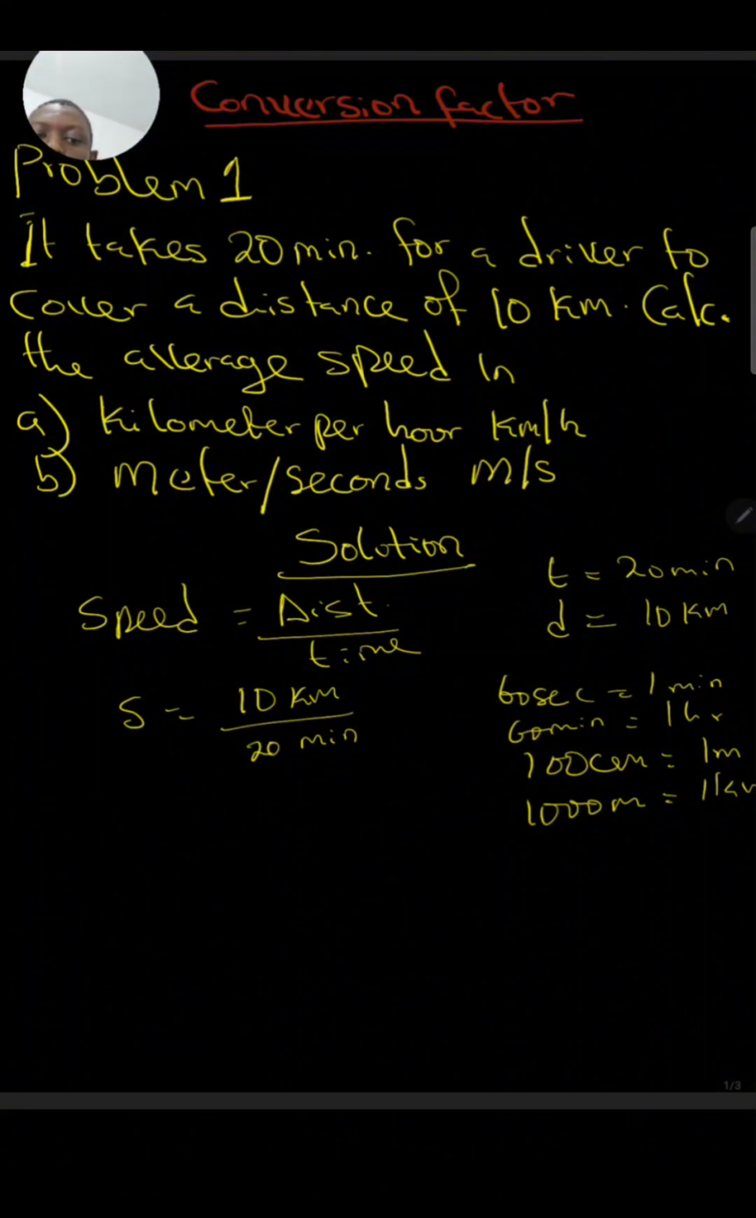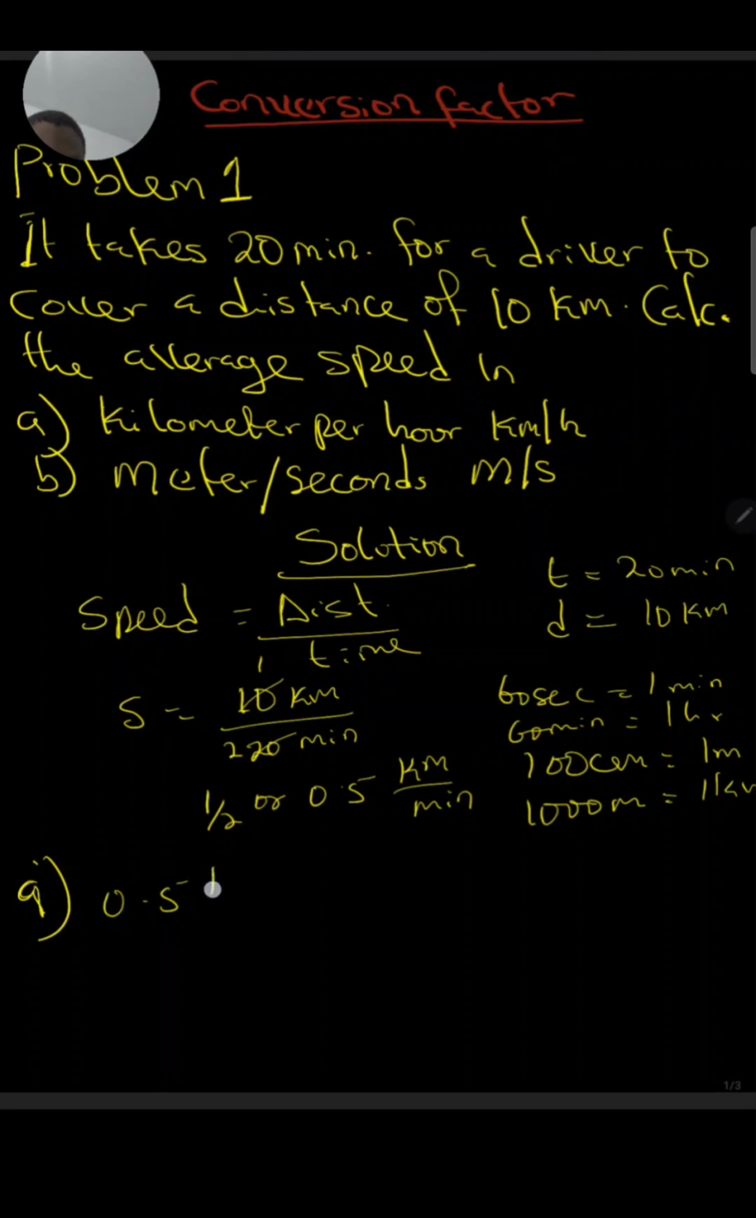So first, they say convert to kilometer per hour, A. Let's just reduce this to the smallest form. This 10 here is 1, 10 here is 2. So this is 1 over 2, or 0.5 kilometer per minute. Now, I want to change 0.5 kilometer per minute to kilometer per hour.